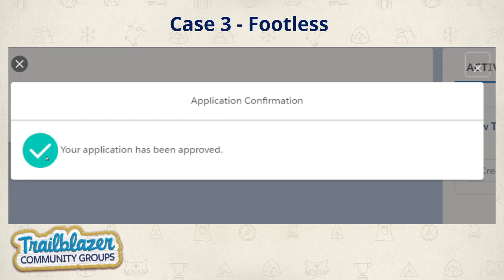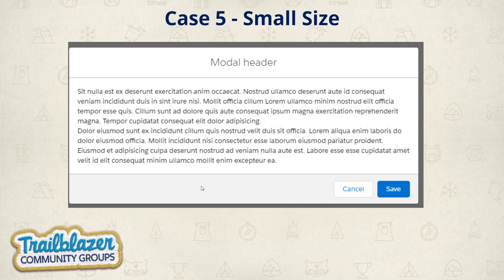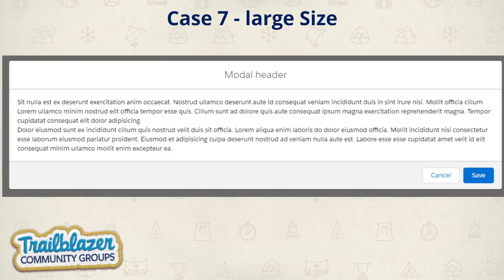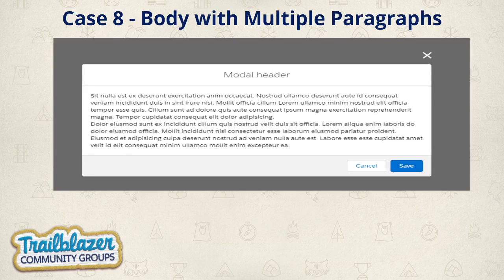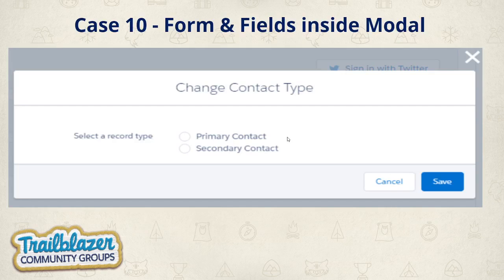So the manager had the understanding of what the future screens are going to look like. So he walked him through 10 cases. He said there will be a case in which you don't have the footer. There will be a case your buttons will be in two different directions. There will be a case your model will be of small size. There will be a case your model will be of medium size. There will be a case your model will be of very large size. Then there will be a case your body will have multiple paragraphs. There will be a case in which right now all the models have this blue color button on the right side, but this time the confirm button is on the left side and the cancel on the right side. So it means button interchange is there. And there may be a case the form will be inside the model.